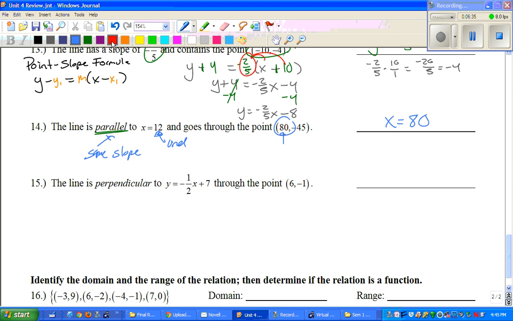All right, 15, a line that is perpendicular. Remember, when we're talking about a perpendicular line, we want the opposite and reciprocal slope. Okay, so if our slope is negative 1/2, the opposite reciprocal of that, well, the opposite would be positive, and the reciprocal would be 2 over 1, which would just be 2. Okay, so we know the slope, and they give us a point.